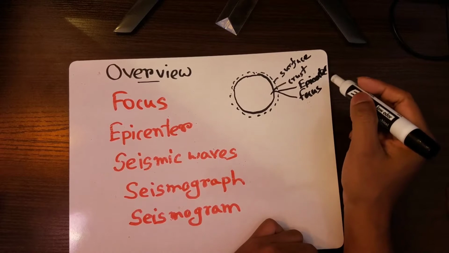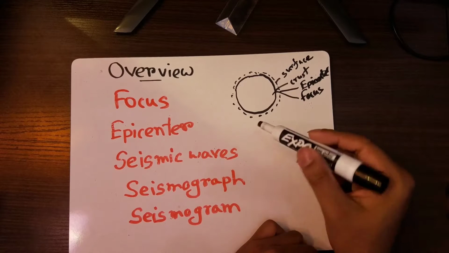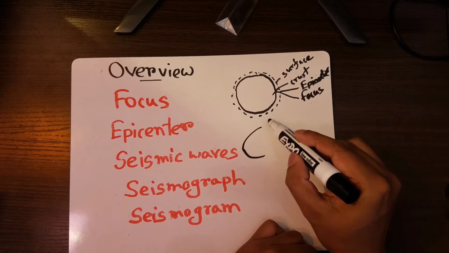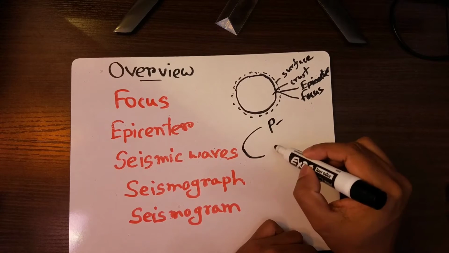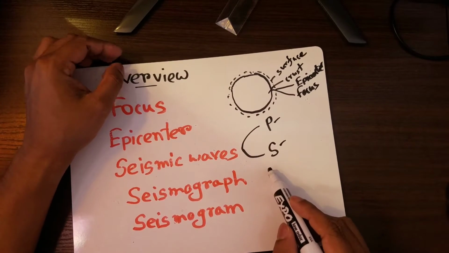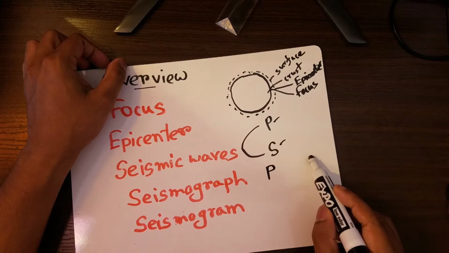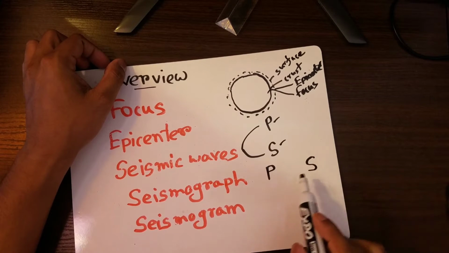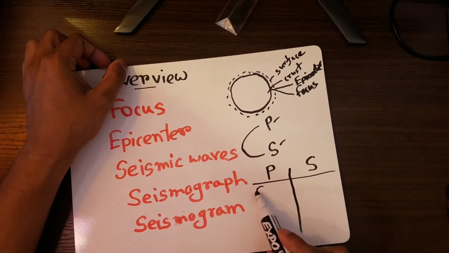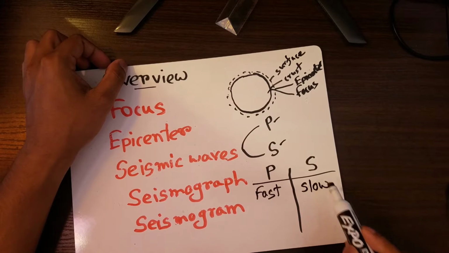When an earthquake takes place, there will be two waves released, and they are called the seismic waves. One is the primary, P, another is the S. Now you need to know the difference between these two. They are released at the same time, but the P wave is fast. This one is comparatively slow.